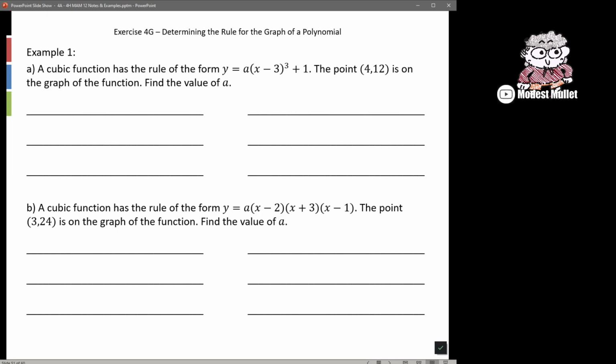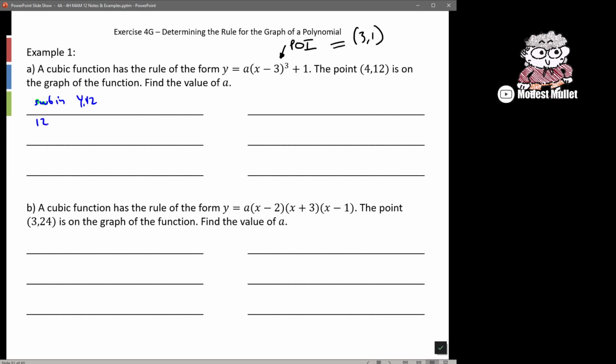So a cubic has the rule of the form y equals a(x minus 3) all cubed plus 1, and the point 4, 12 is on the graph of the function. Find the value of a. So we're told it's of this point of inflection form just by recognizing the factor repeated 3 times. And we could say the point of inflection needs to be at 3, 1. Just as an aside, so we're starting to recognize those patterns. But it goes through 4, 12, so we're going to sub in 4, 12.